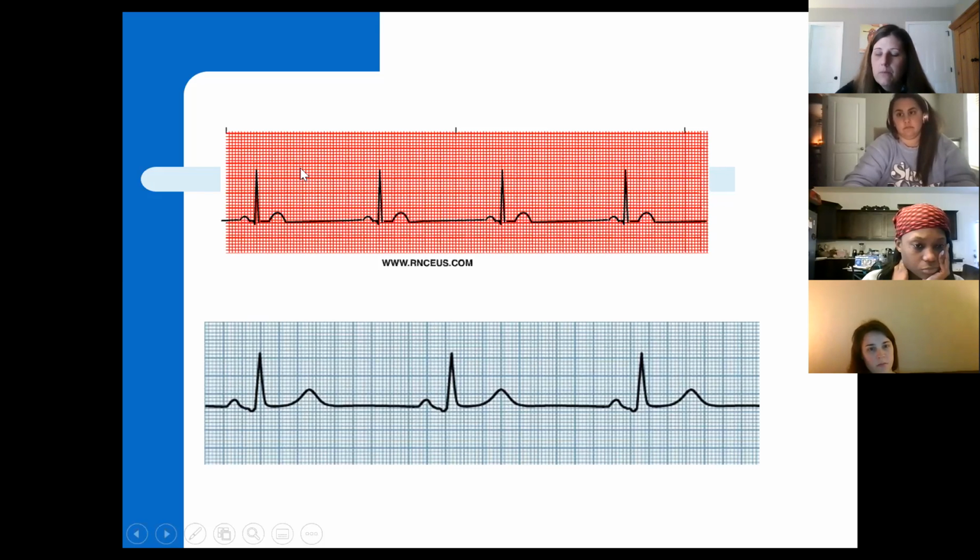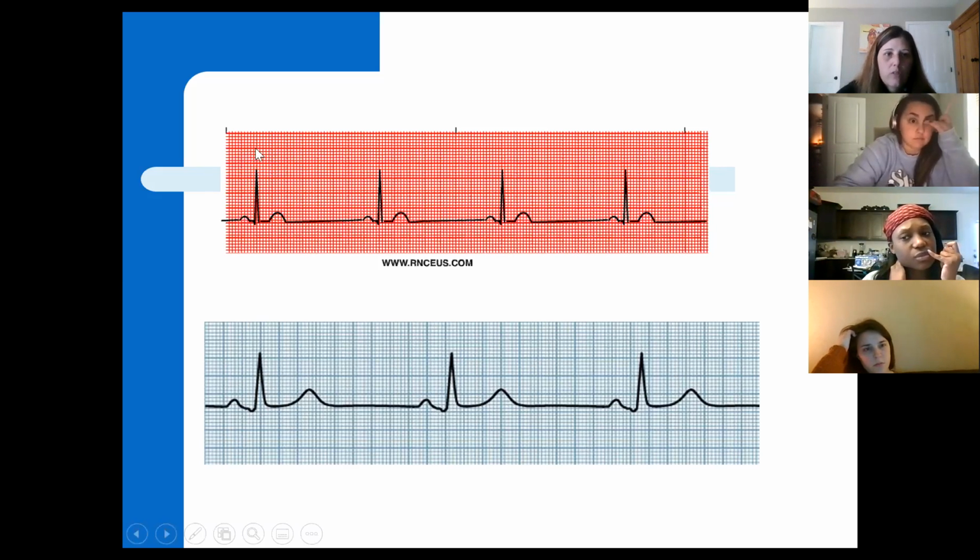Now, the last example of how to calculate the rate was to say 300, 150, 75, 60, 50, and so on. So on this line here, we're not going to count that one, we're going to count the next one. 300, 150, 75, 60, 50, and then you count down to the next R.